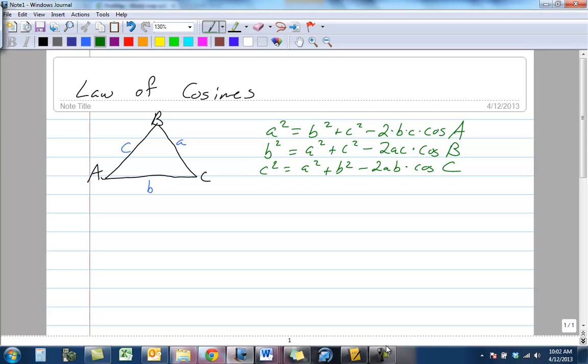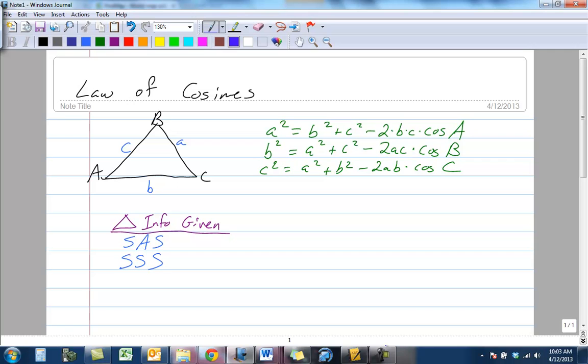Okay, so here's what's up. Law of cosines. When are we going to use the law of cosines? Well, we're going to use the law of cosines when the triangle information given is, we use this for SAS triangles and SSS triangles. Side, angle, side, and side, side, side. That's when we're going to use the law of cosines.